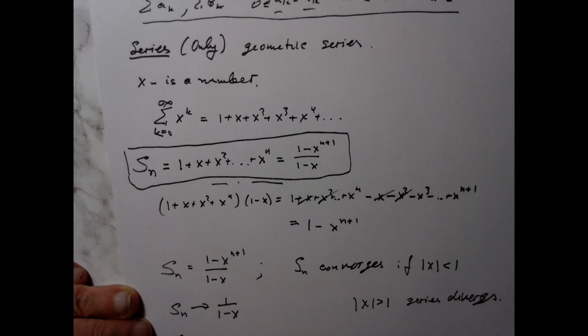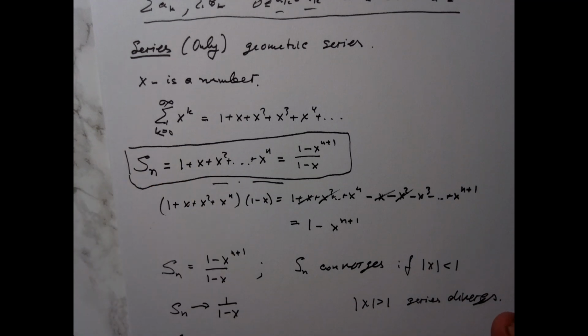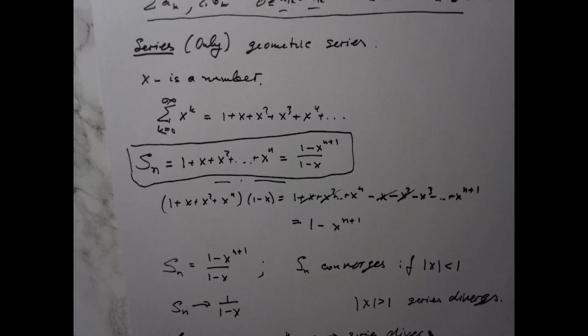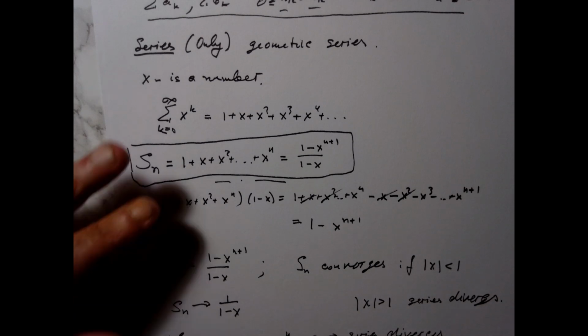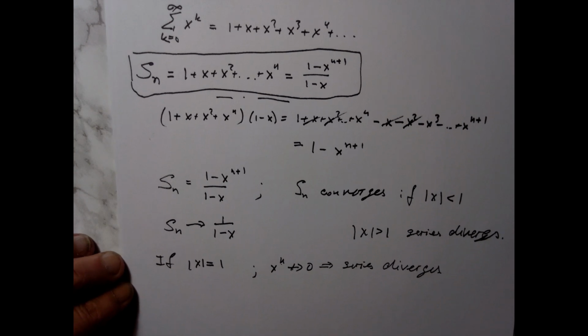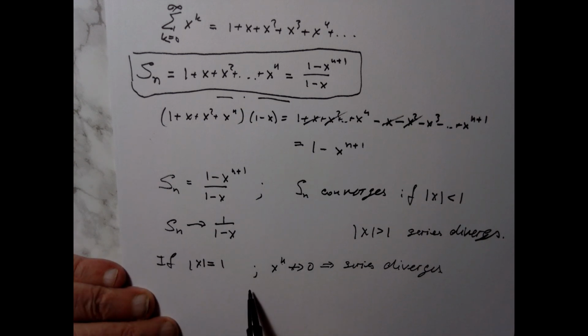Finally, if x is equal to 1, right, then the terms of the series, being positive or negative, I don't care, x to the n definitely does not go to 0, and therefore the series diverges. All right. Are we good? Okay.